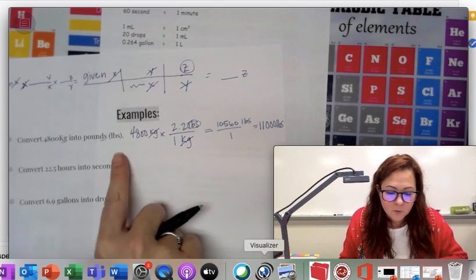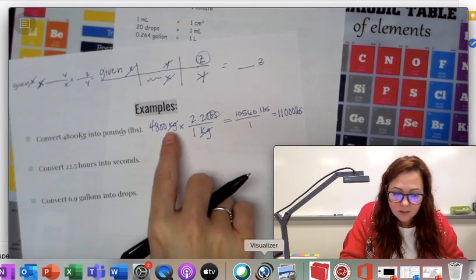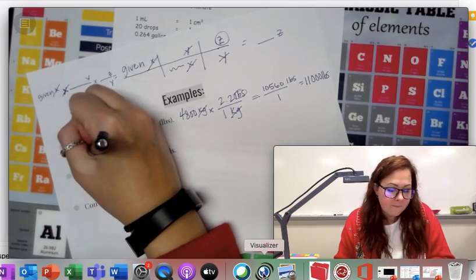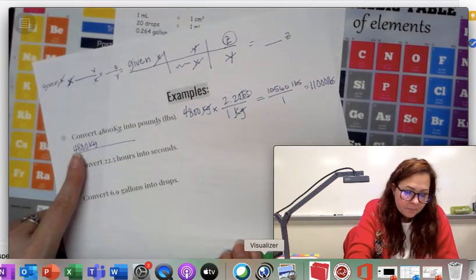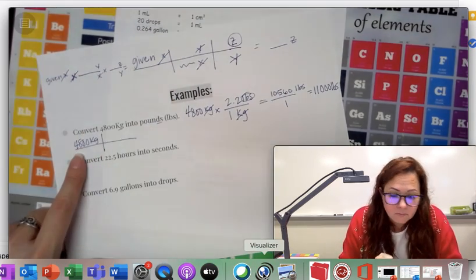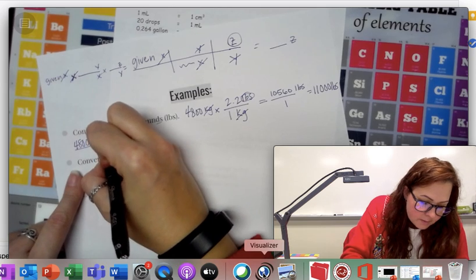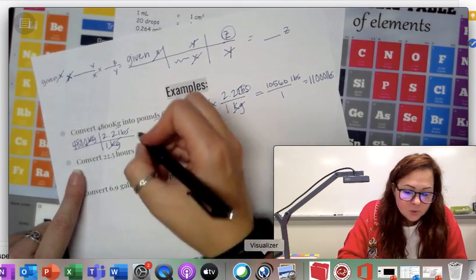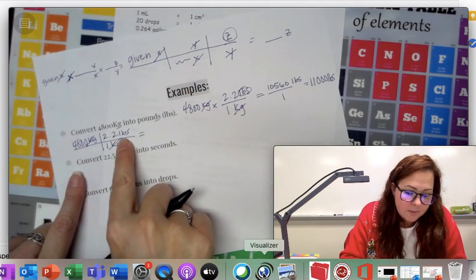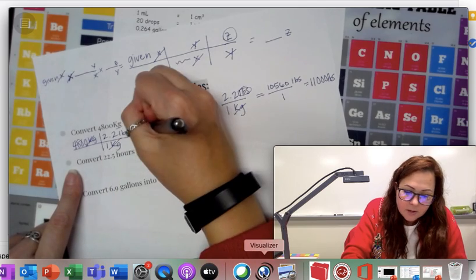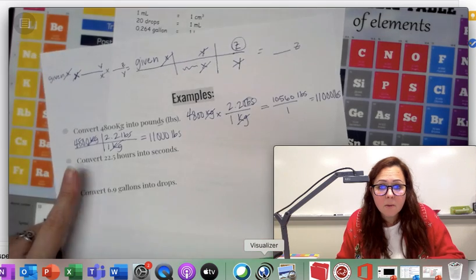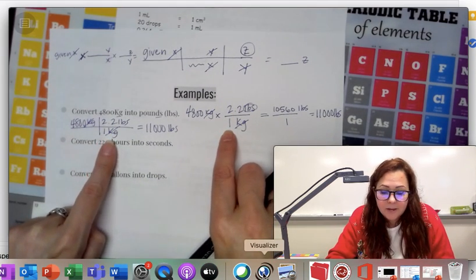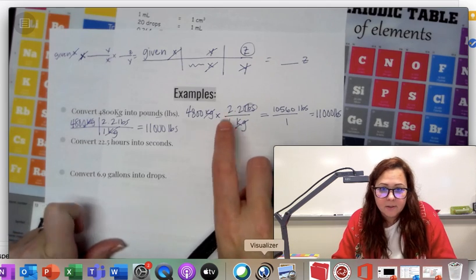Now to show you this setup without using a times sign and then a line like that, this is the exact same process. So we have 4,800 kilograms. I'm going to use a line instead of a times sign, and you have 1 kilogram is equal to 2.2 pounds. Again, kilogram is on top and bottom, that cancels. So we would multiply across the top, multiply the bottom, divide the two, and you get 11,000 pounds again. So it's the same method either way. It's just personal preference on how you want to write that. Some people like writing it like this. Some people like writing it like this.